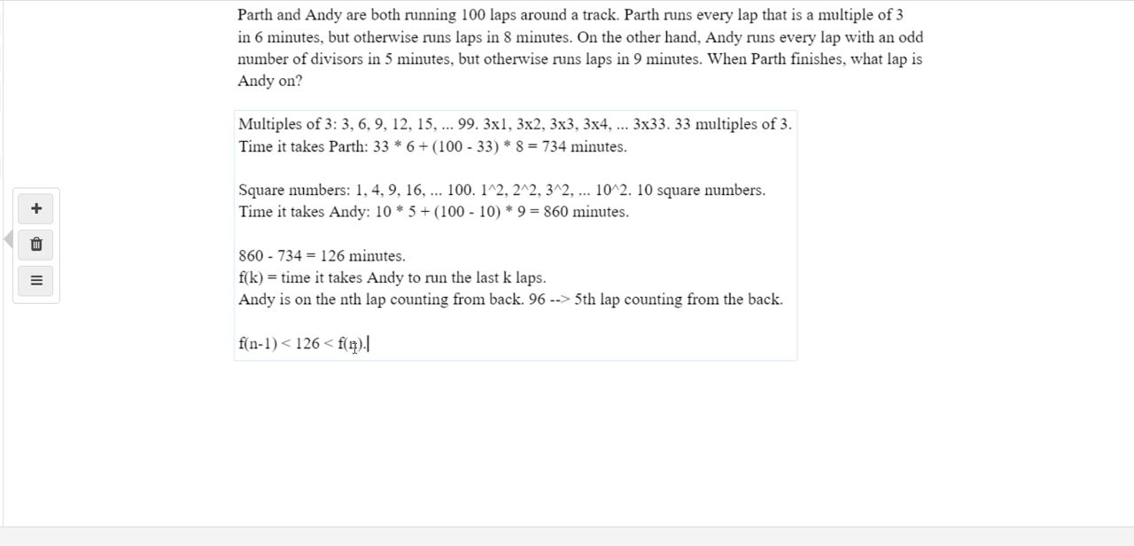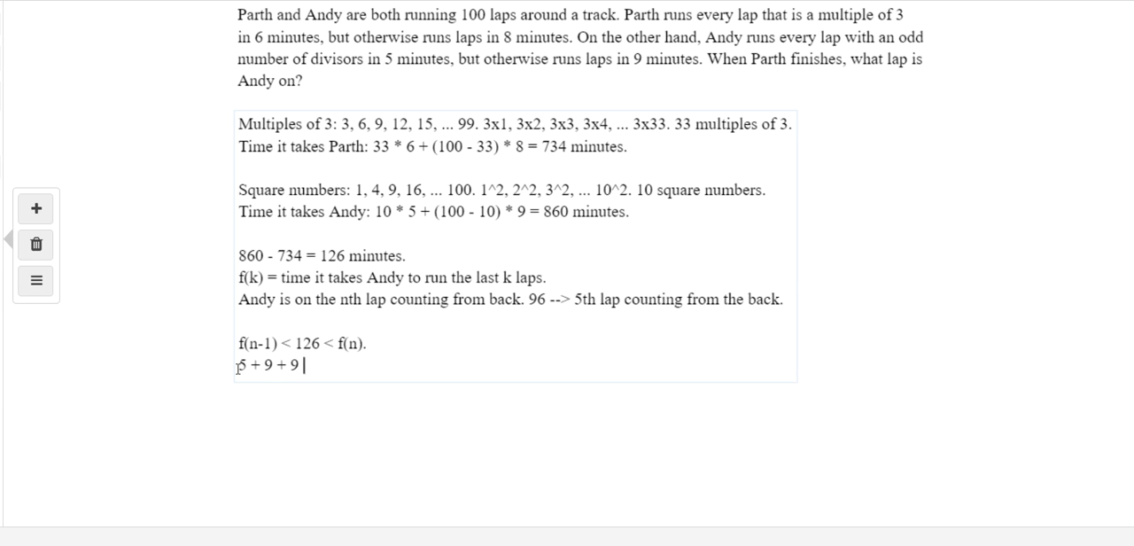And to do that, let's start counting from the back. So the 100th lap is going to take 5 minutes. The 99th lap is going to take 9 minutes. The 98th lap is going to take 9 minutes. And we can keep adding until we get 126. But to make this calculation faster, we note that for values that aren't square numbers, it would just be 100 that's a square number, and the next square number counting from the back is 81. So if the numbers are from the range 82 to 99, we note that they're all going to be 9.